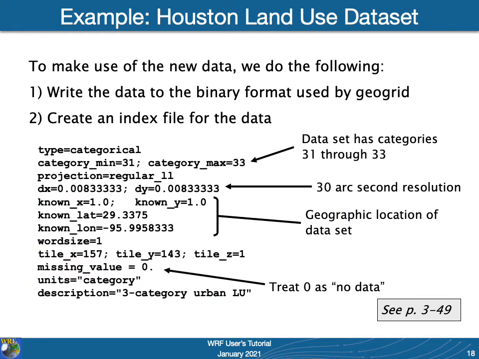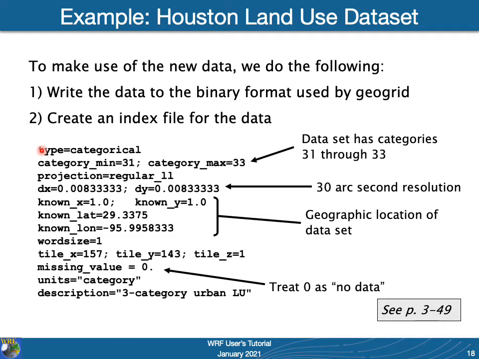So we've already talked about how to write data sets into the proper binary format, so we'll assume that we've already done that. The second step that we haven't yet talked about is how to prepare an index metadata file for our data set. And we have an example metadata file here on this slide. The index metadata file is just a text file that you can edit with your text editor of choice. And much like the format of the GeoGrid table, we assign values to keywords.